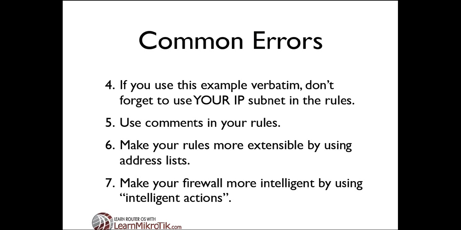Next, if you use the examples that I gave you today verbatim, don't forget to put your IP subnet in those rules, because there's one rule that allows new connections from the local area network. I'm using 192.168.1.0. Make sure you have your subnet there. If it's the same, great. If it's different, you'll need to change that.